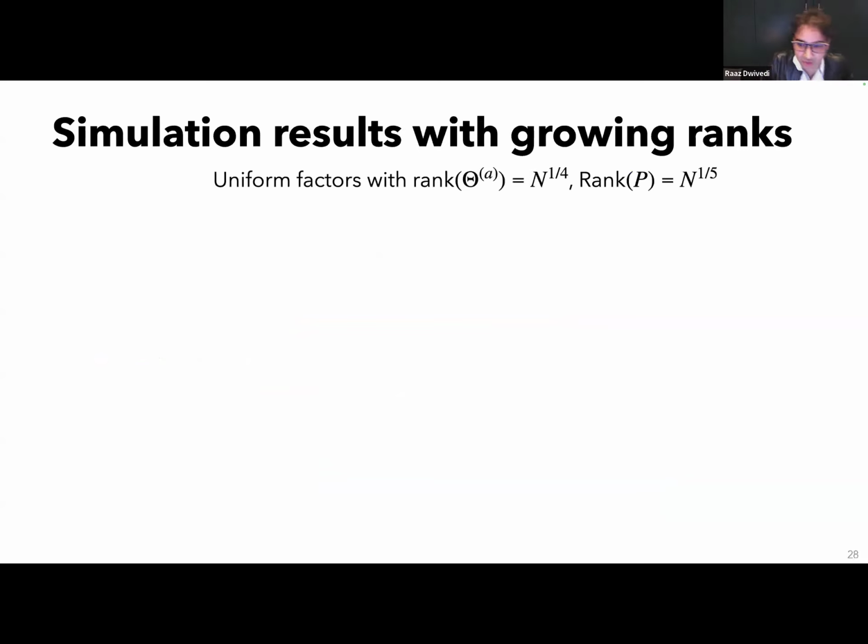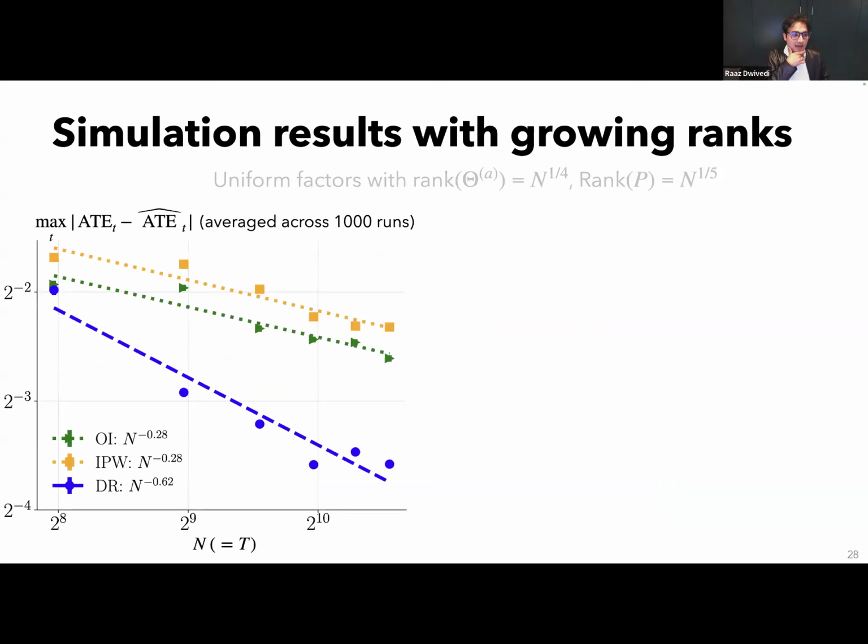Let me show some simulations to just bring home the point for this part of the talk. Here we're drawing some uniform factors for theta. The rank is growing with n, and P is also, the rank is slightly growing, not too fast, but it's growing. And what we are plotting here on the left-hand side is, as you scale the size of n, what does the error rate look like for the three estimators: the outcome imputation, the IPW, the doubly robust.